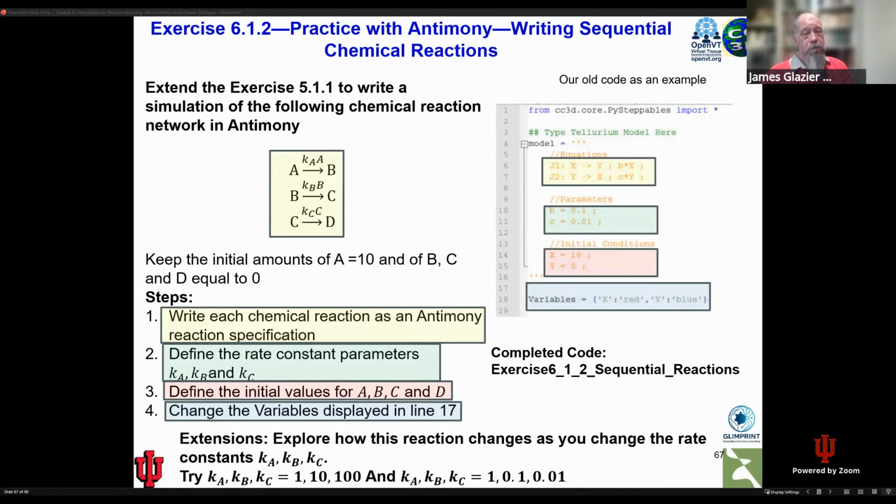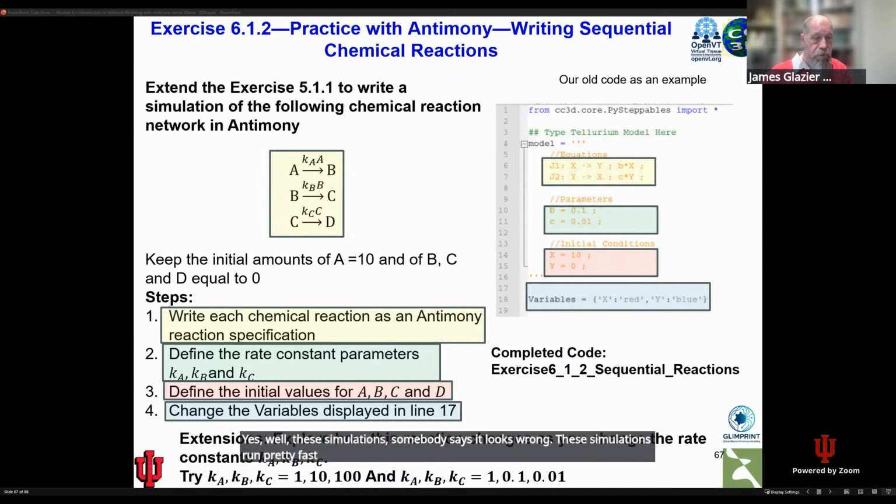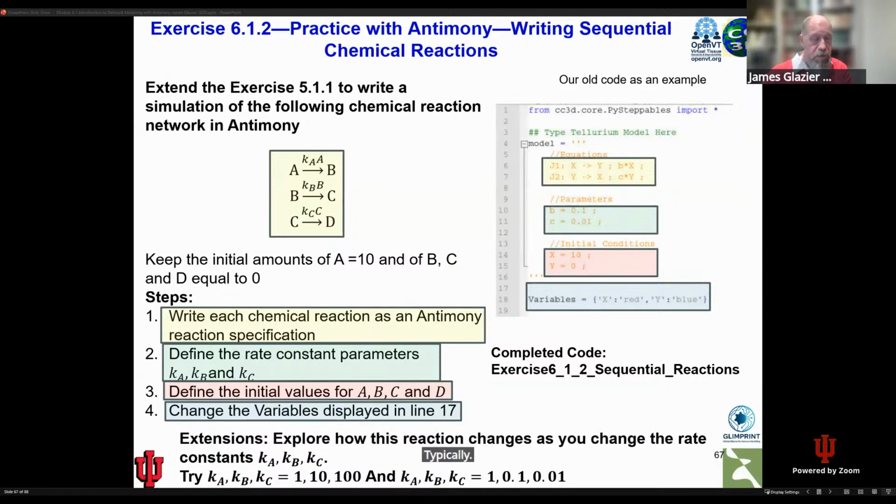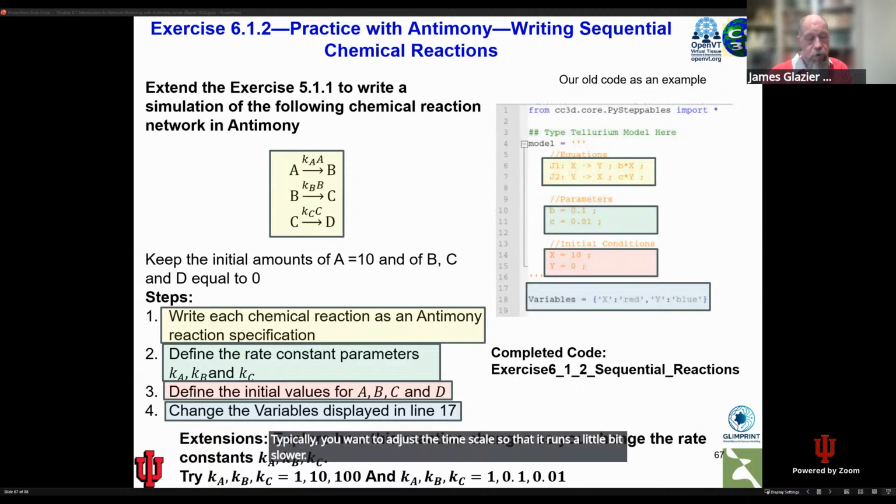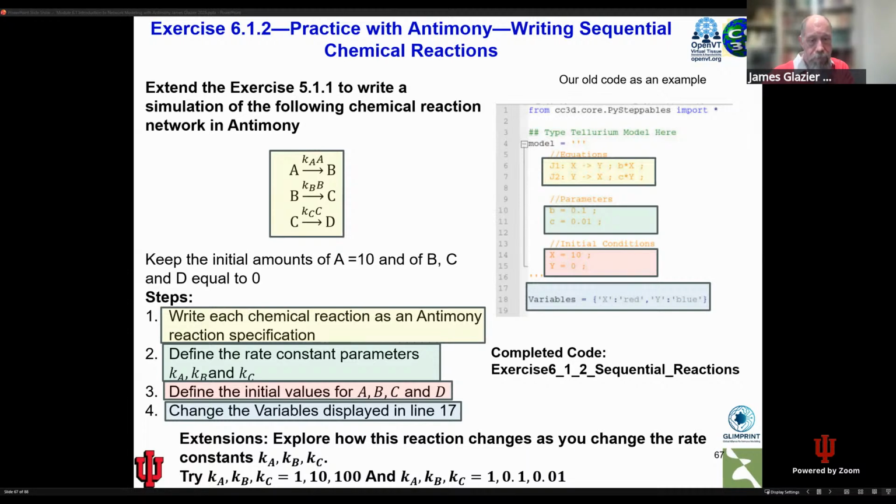Yes, well, somebody says these simulations look wrong. These simulations run pretty fast, and in the end, you wind up with an equilibrium where everything becomes D. So typically, you want to adjust the time scale so that it runs a little bit slower, or just use step rather than run to do time stepping. So if you see something where things happen too fast, you can change the time constant, as we discussed earlier.